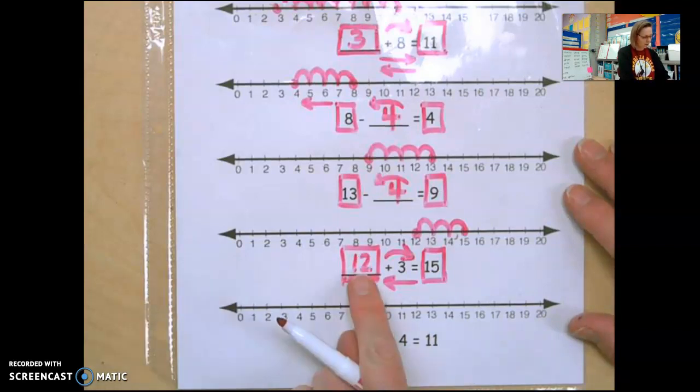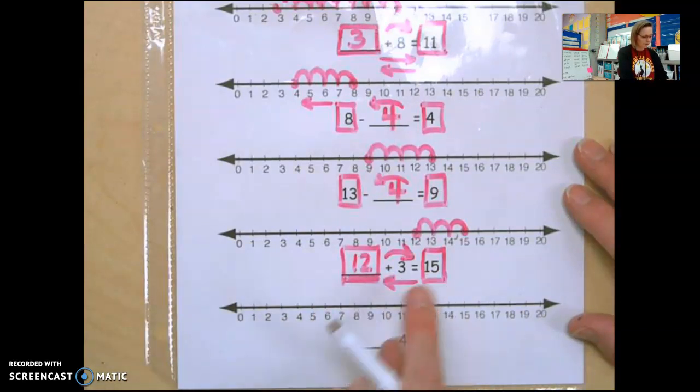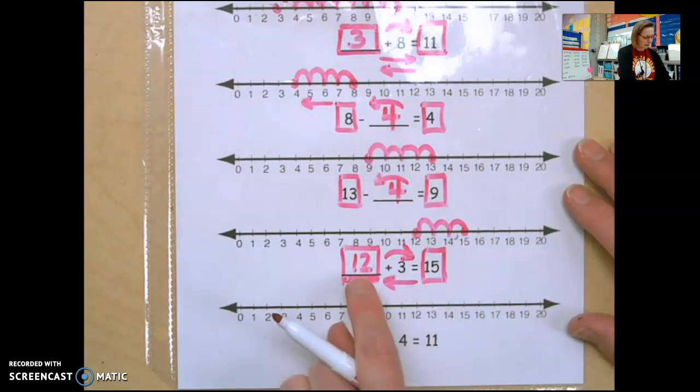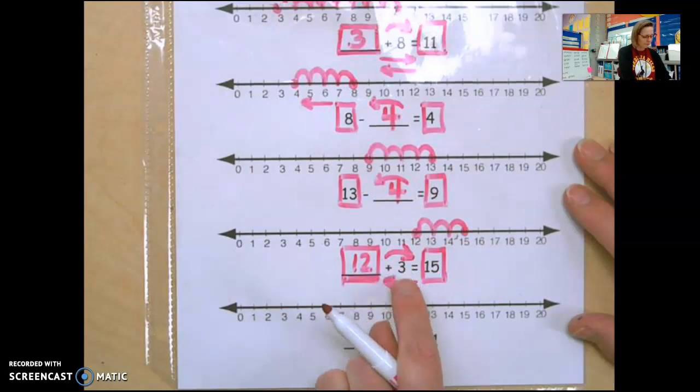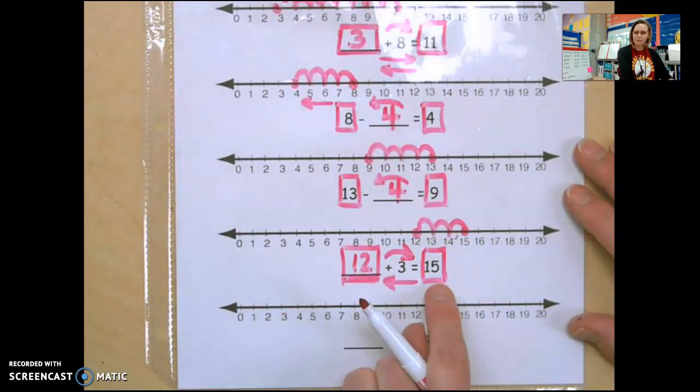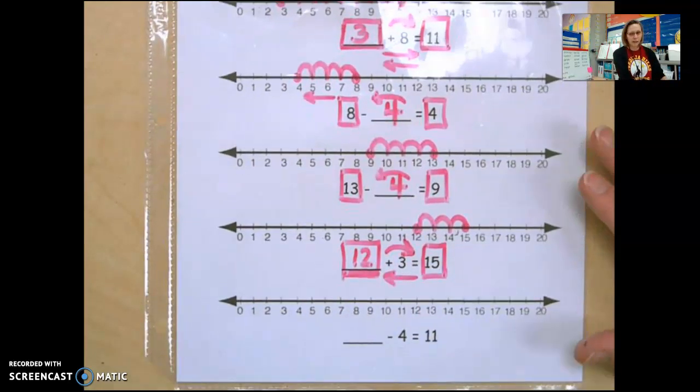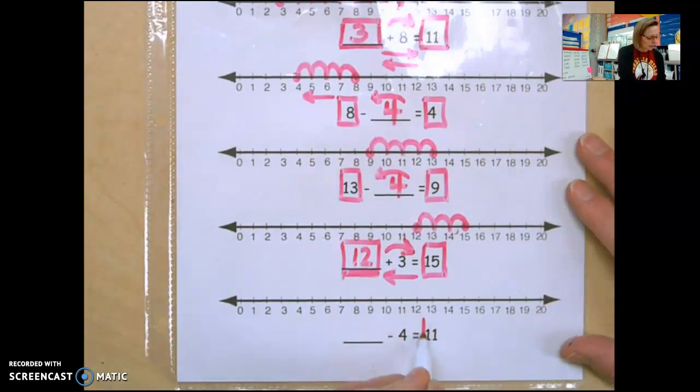Now let's make sure, 12 plus 3. Does that equal 15? It needs to be true. 12, 13, 14, 15. Yep, I got it. Okay, now here's the challenge, everybody. Get ready for it. This is my ending number. Okay, this is my beginning number. And then this is how I changed.